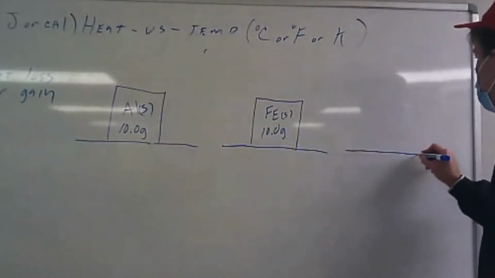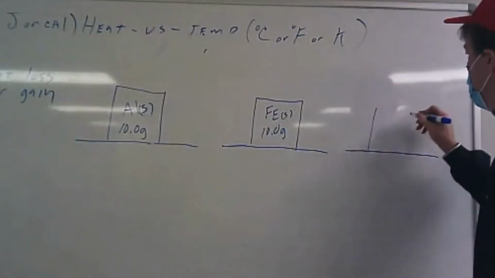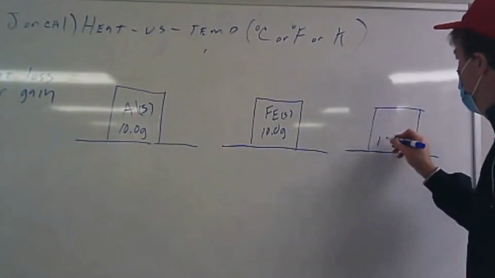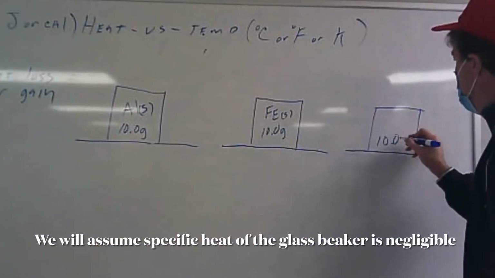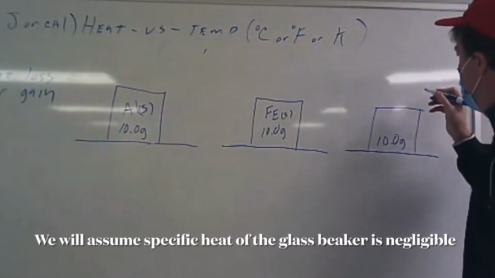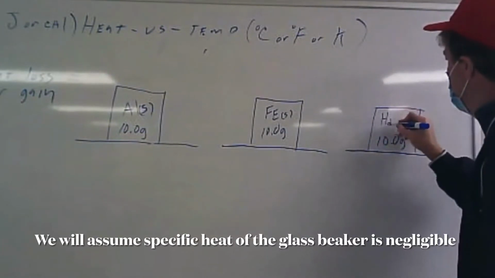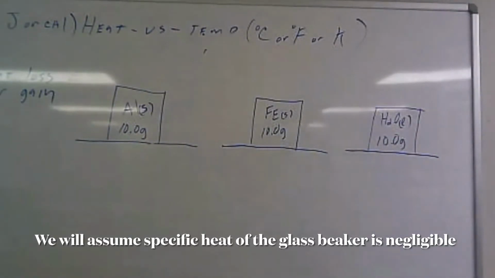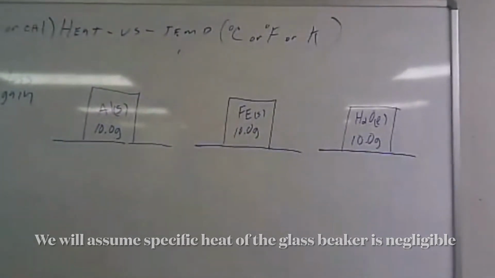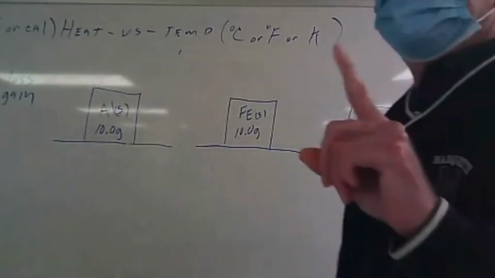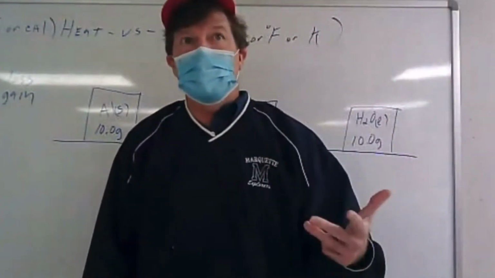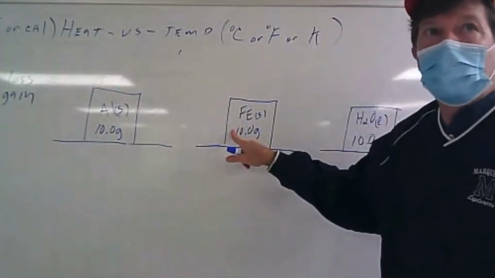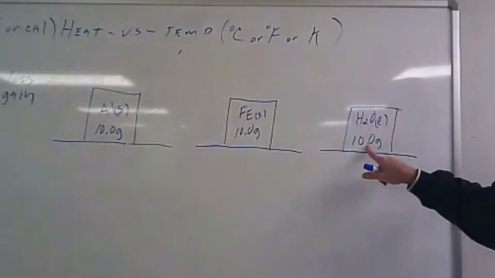Here we have an equal mass of liquid water, 10.0 grams of liquid water, so that's H2O liquid. Okay, so we have equal masses of three different substances. Now be careful, different substances have different specific heat capacities, so don't start saying specific heat capacity is 4.184 for that, because it's for this only.